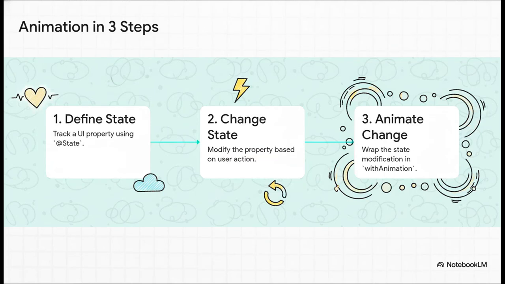And it really is that simple. This 3-step process is the heart of almost every animation in SwiftUI. You define a piece of state, you change that state when something happens, and then you just tell SwiftUI, hey, animate the results of this change.